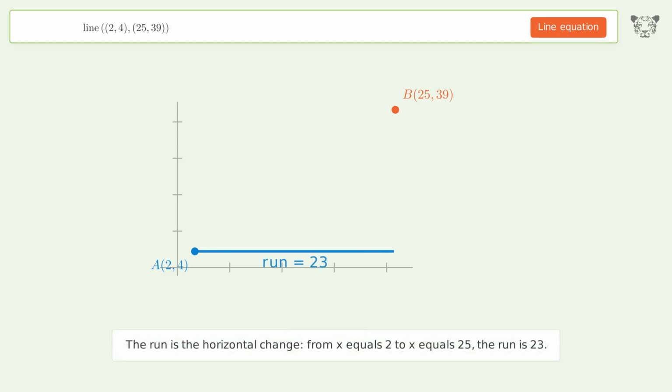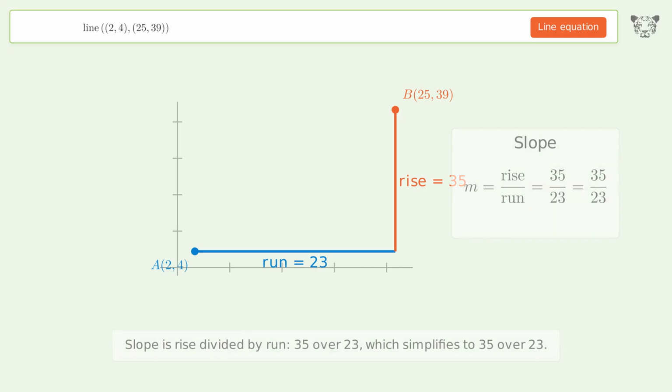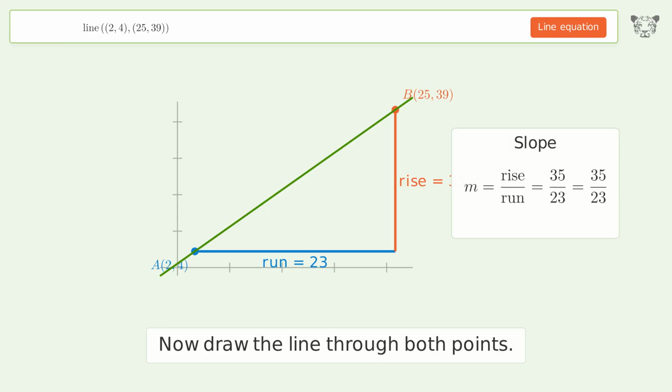The run is the horizontal change, from x equals 2 to x equals 25, the run is 23. The rise is the vertical change, from y equals 4 to y equals 39, the rise is 35. Slope is rise divided by run, 35 over 23, which simplifies to 35 over 23. Now draw the line through both points.